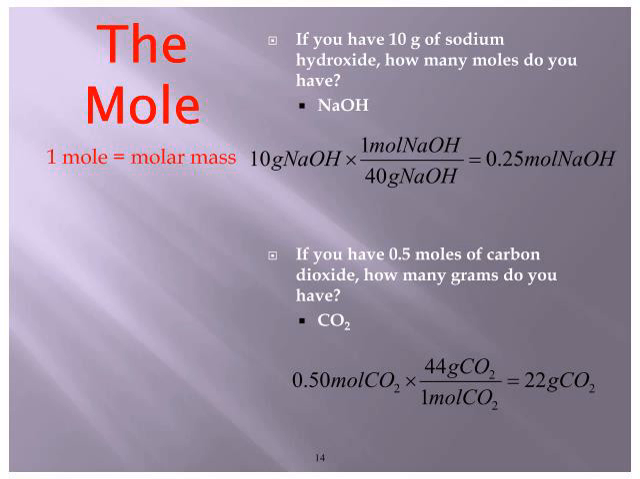So then I'm going to set up the problem. I have my 0.5 moles. That's what my given goes first. My molar mass goes on top, because what I want goes on top. So this time I want molar mass over 1 mole. So that's where you have the 44 grams of carbon dioxide over 1 mole carbon dioxide. 0.5 times 44 divided by 1 is 22 grams.